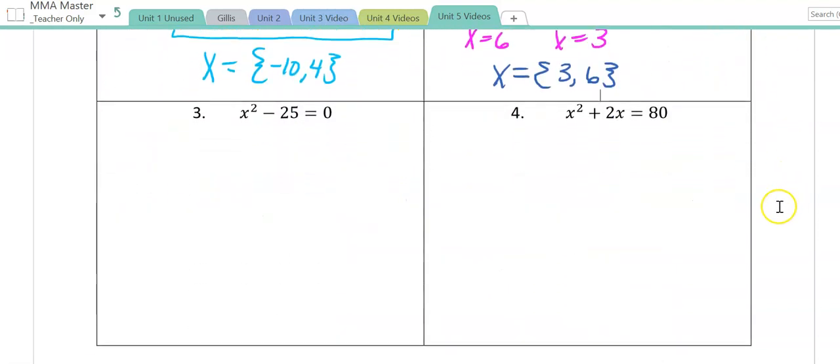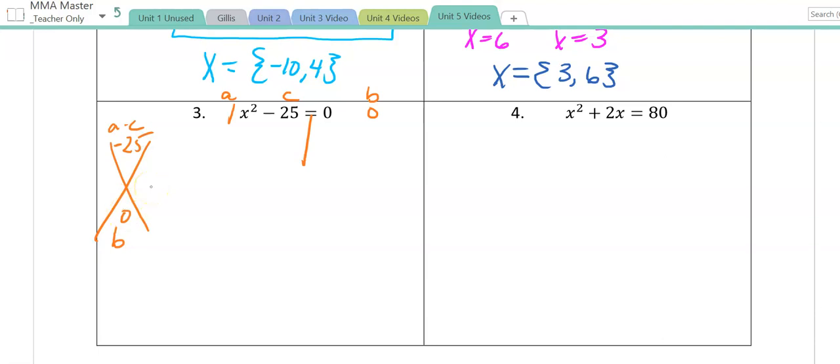All right, let's go down to number 3. Okay, number 3 is set equal to 0. So I just need to pull out my A, my B, and my C. So I only have 2 terms. Well, I know x squared is A and the number by itself is C. So my B value is actually 0. So I'm going to come over here, A times C and B. So A times C is -25 and my B is 0.